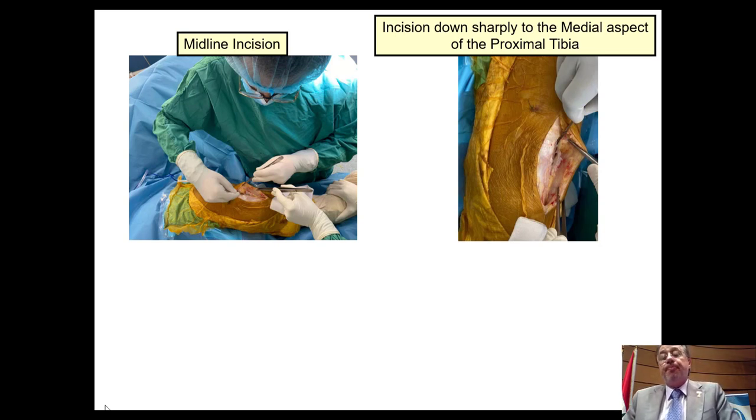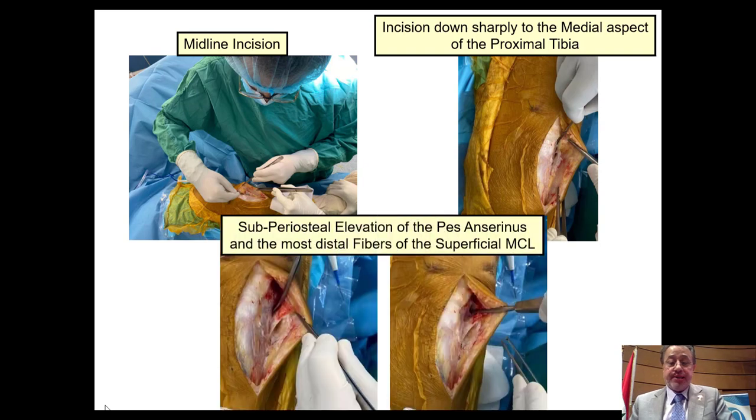The surgeon, as I said, is on the medial side of the knee, with a midline incision, and then the incision should go deep and sharply to the medial aspect of the proximal tibia without any undermining or dissection. And then what I do is a sub-periosteal elevation of the pes anserinus and the most distal fibers of the superficial MCL. And this is a very important trick when you do the high tibial osteotomy. You should make a disinsertion of the most distal fibers of the superficial MCL to allow the correction and to have a good long-term result.